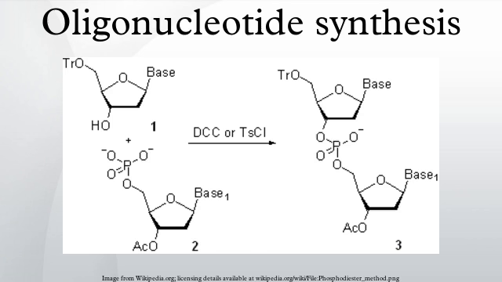Oligonucleotide synthesis is the chemical synthesis of relatively short fragments of nucleic acids with defined chemical structure. The technique is extremely useful in current laboratory practice because it provides a rapid and inexpensive access to custom-made oligonucleotides of the desired sequence.